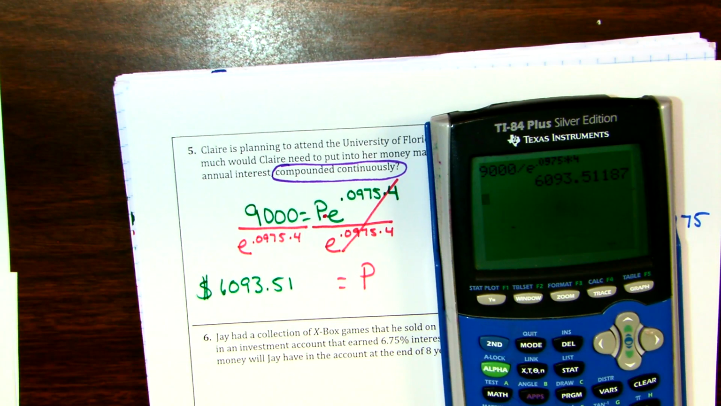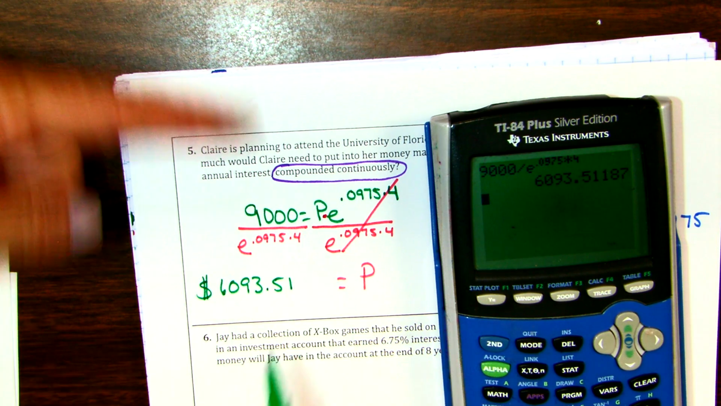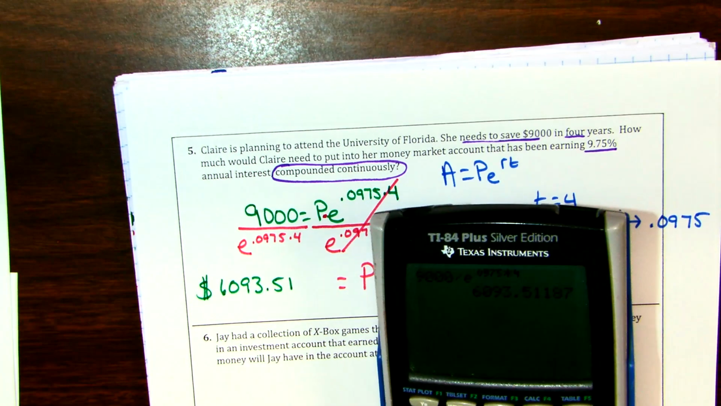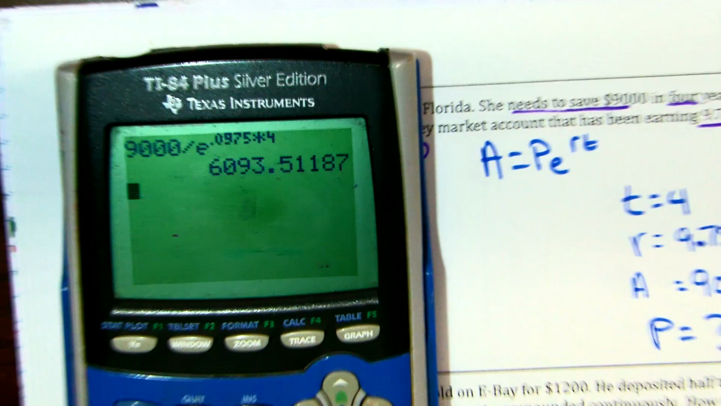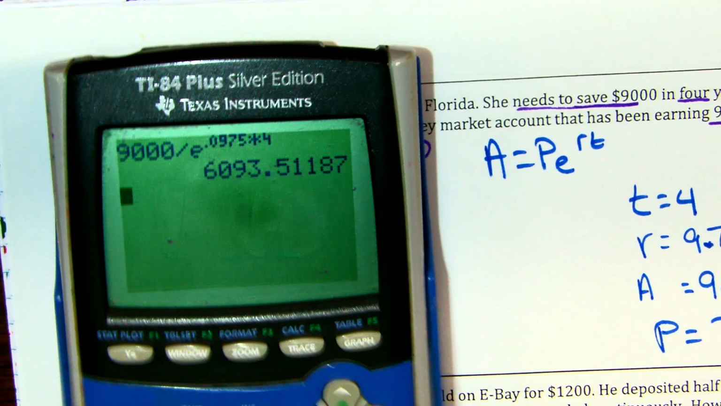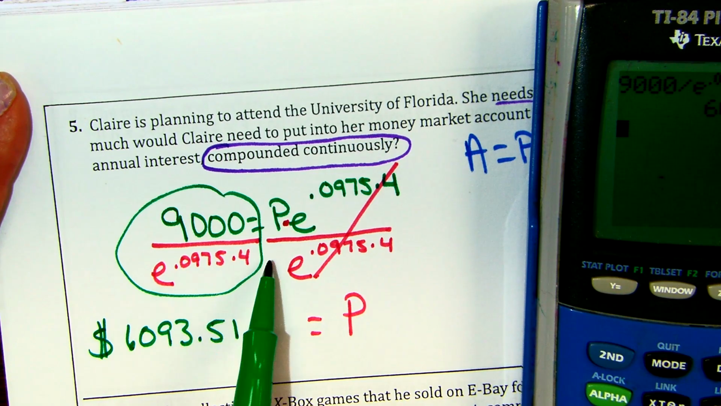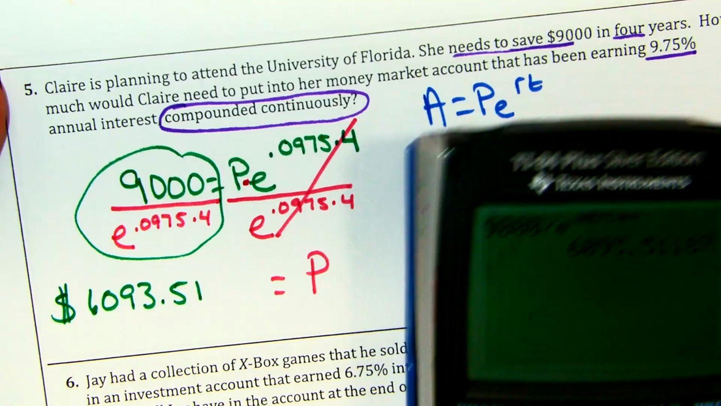Okay? Another way it could have been worded is, if I have this much money, how much will I have in 4 years? That's when these numbers would switch. I typed this literally in my calculator. 9,000 divided by e to the power of all that. Do you see that one? Okay.